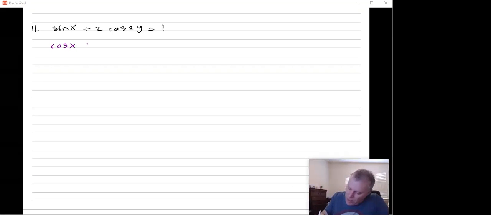But the second one is in terms of y. So I'm going to do this implicitly. And I'm going to pull that 2 out and take the derivative of cosine 2y. So the derivative of cosine is negative sine of what? Of 2y times the derivative of the inner function, so that's times the derivative of 2y, which is 2y prime. And then that's going to equal the derivative of the right-hand side, which is 0.